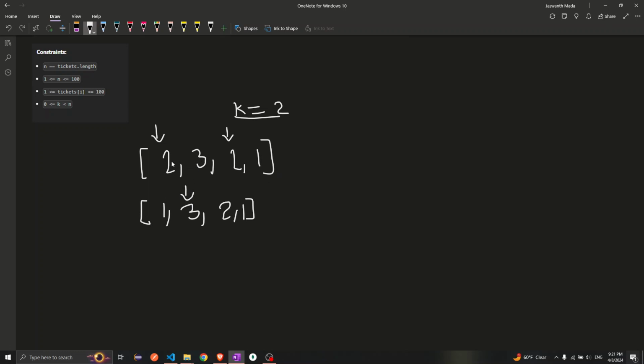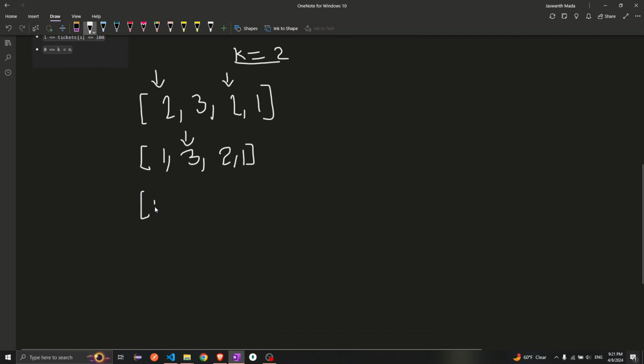That means the person already bought the ticket and went back. And right now, this is the person who is buying the ticket. Right now, it will become 1, 1. And my pointer will come here. Right now, persons have already bought the tickets and they went back.